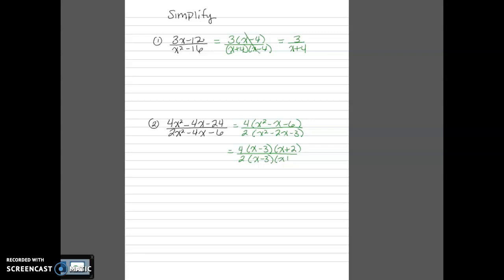Okay, just finishing factoring the denominator. And then we see that we have a common factor of x minus 3 that we can cancel out, and 4 and 2 have a common factor of 2, which leaves a factor of 2 in the numerator. So what we have left is 2 times x plus 2 divided by x plus 1.